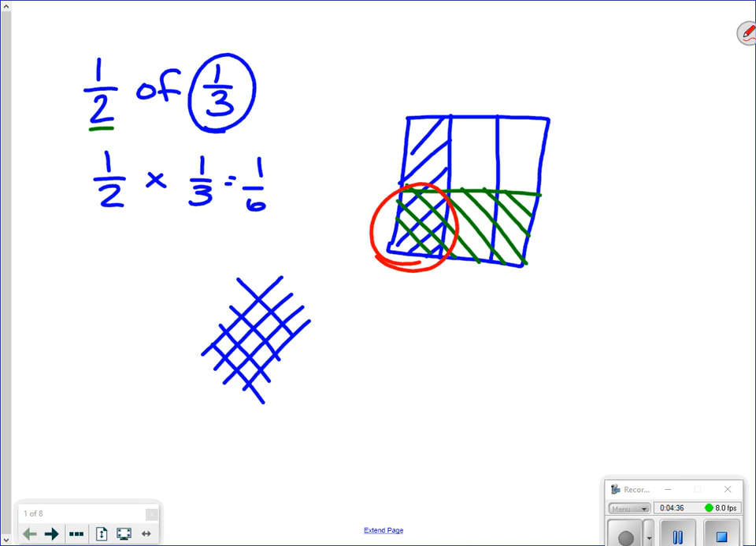I have 1, 2, 3, 4, 5, 6 pieces. Even though they aren't there, the original, what could have been there, was the size of 6. What I took to work or what I decided to eat is 1 out of the 6. 1 out of the 6. 1/6.